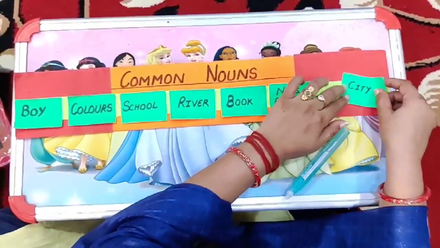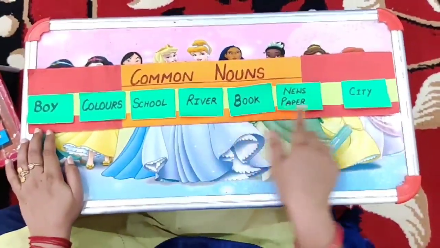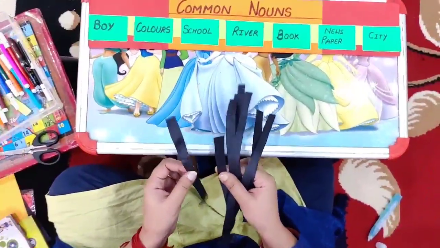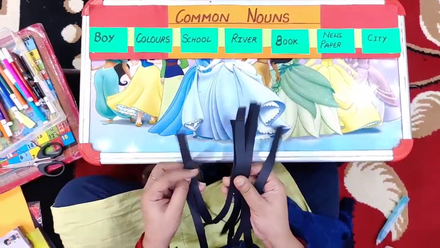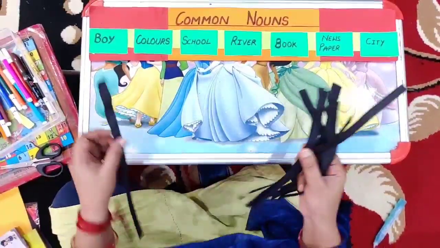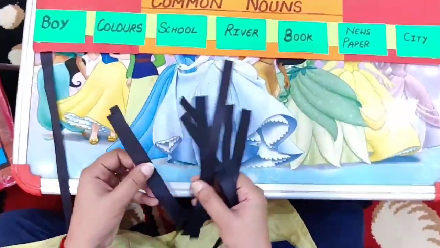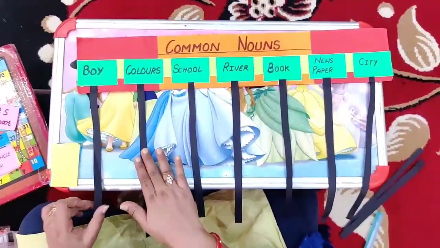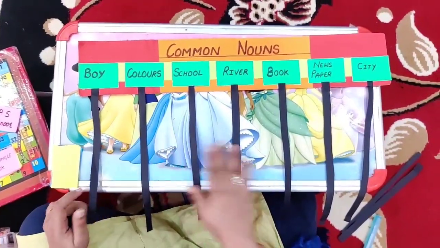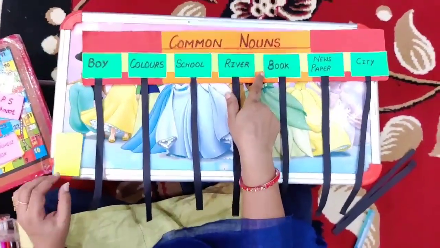Now, I have placed some common nouns on these strips. Here, I have cut some strips with the black paper. Now, I will paste all these strips under each common noun. So, you see that I have pasted all these strips under each common noun.